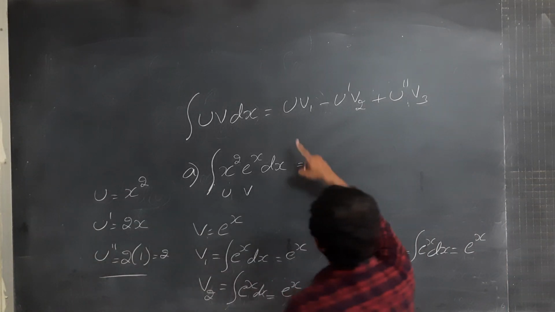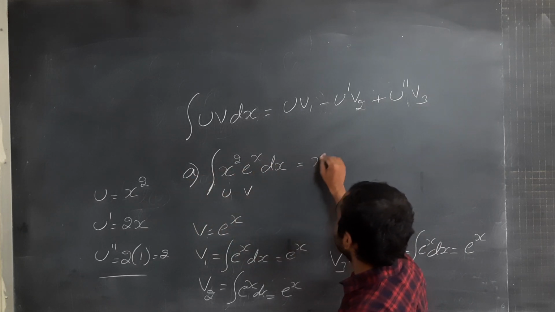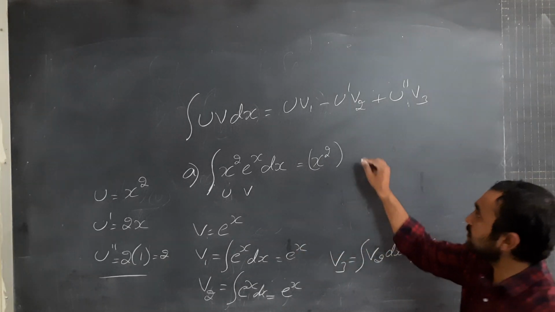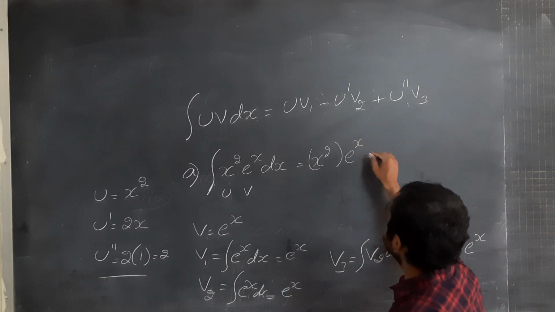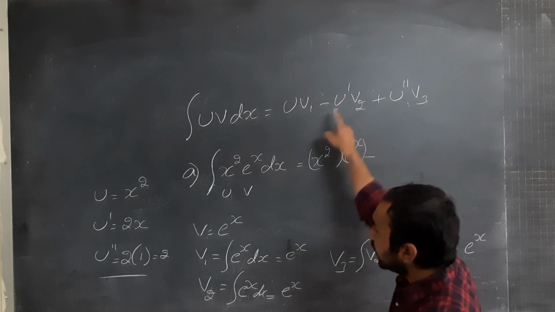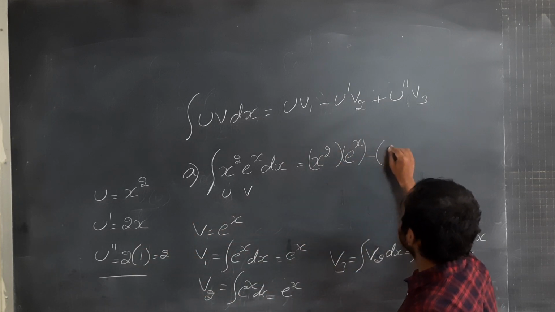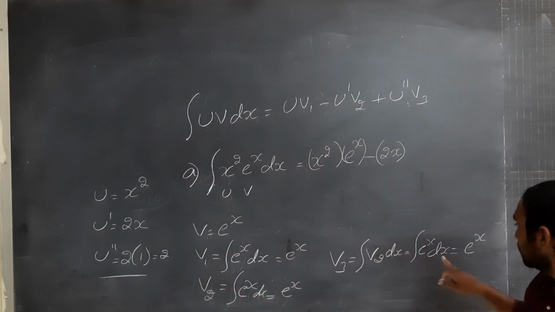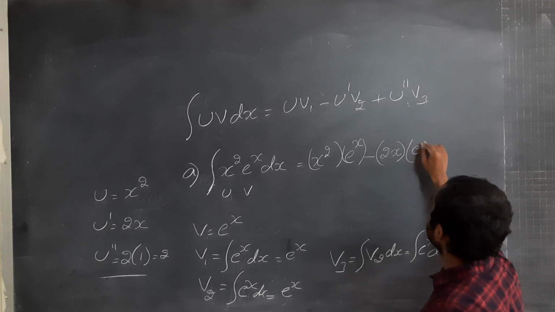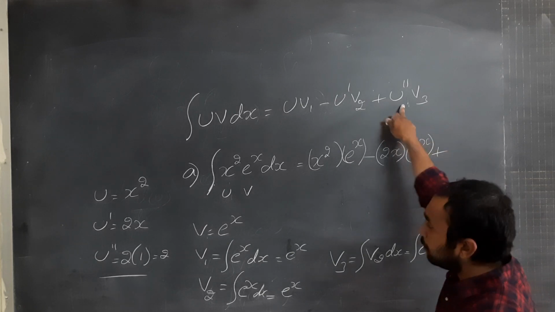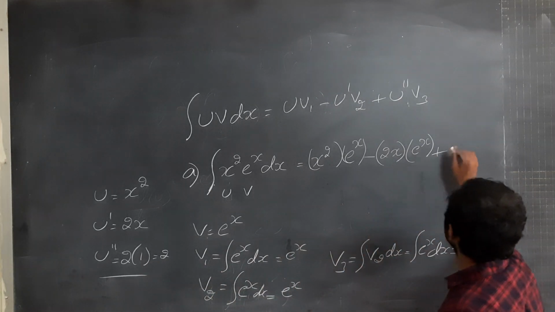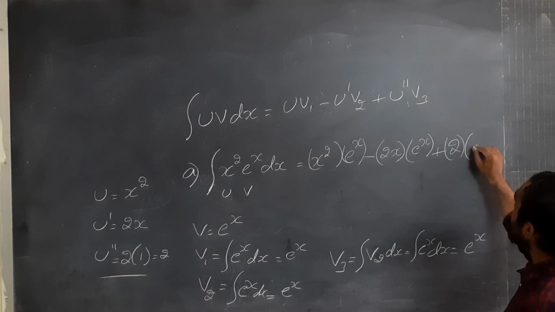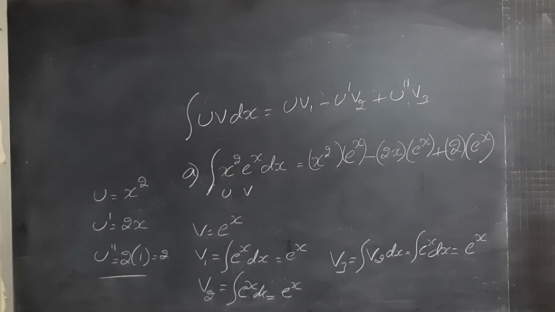So we substitute in the formula. u is x square, v1 is e power x, minus u dash, which is 2x, times v2, which is e power x, plus u double dash, which is 2, times v3, which is e power x. Any doubt?